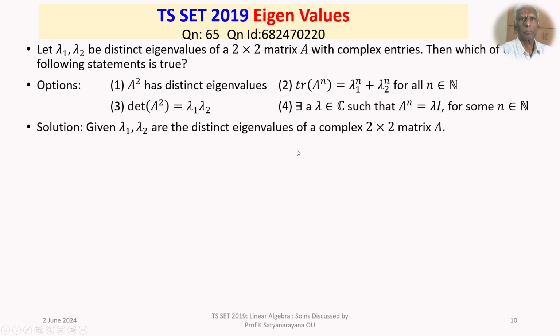Then the trace of A power n will be the sum of the eigenvalues of A power n, that is lambda 1 to the power of n plus lambda 2 to the power of n. So that means option 2, that is trace of A power n is equal to lambda 1 to the power of n plus lambda 2 to the power of n, is true for all n belongs to N. So option 2 is true.